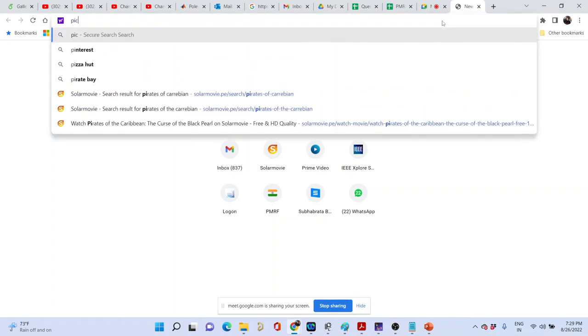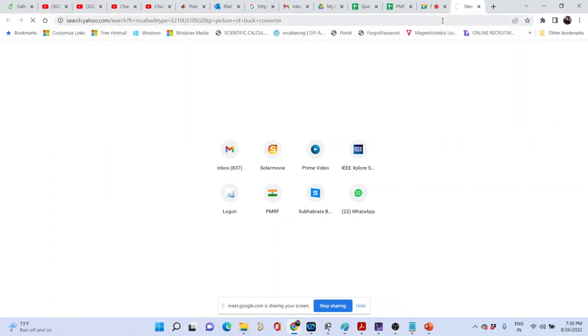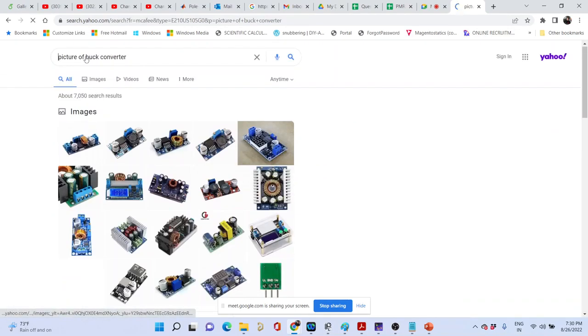Let me bring a picture of a buck converter to show what I am trying to say. Okay, sir. Okay. Picture of buck converter. Let me just see. Okay, these are giving circuit diagram, right?